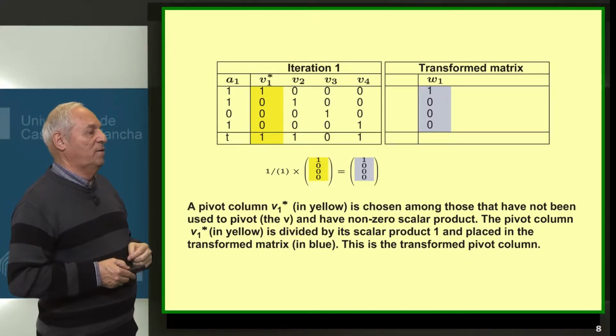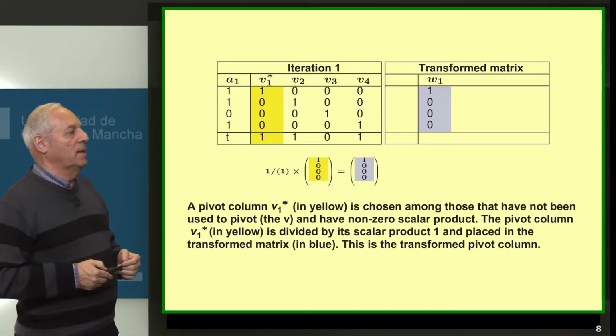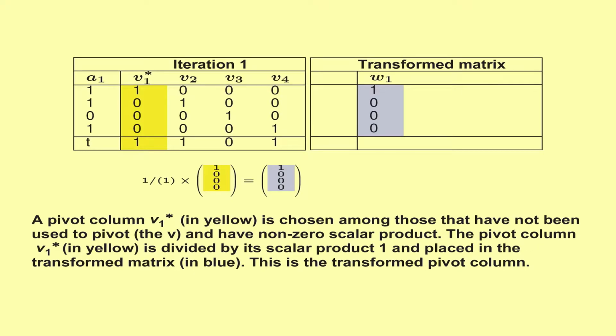Also, it should be noted that we no longer call it v, but w, with which we are indicating that this vector has already been used to pivot. At the bottom, you can see that it is 1 divided by 1, that is, the first element is 1 and is multiplied by the pivot vector, then we get the vector 1 0 0 0, that is, the same vector.